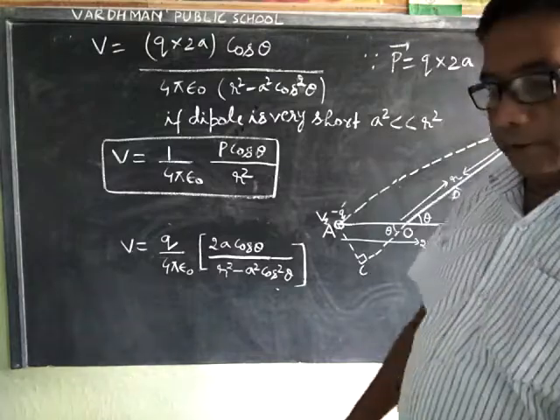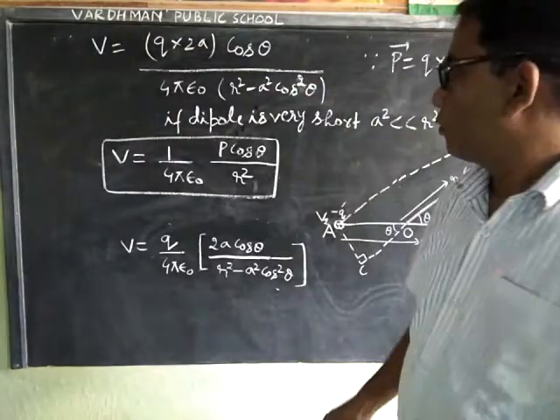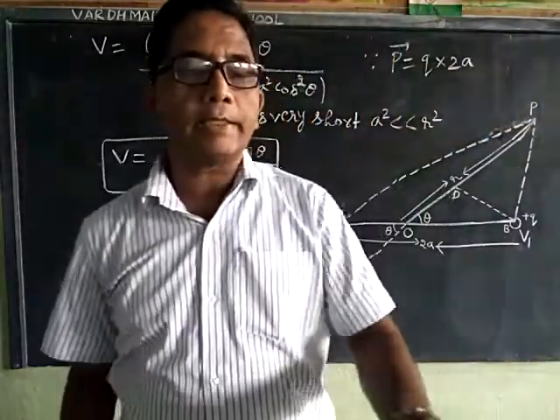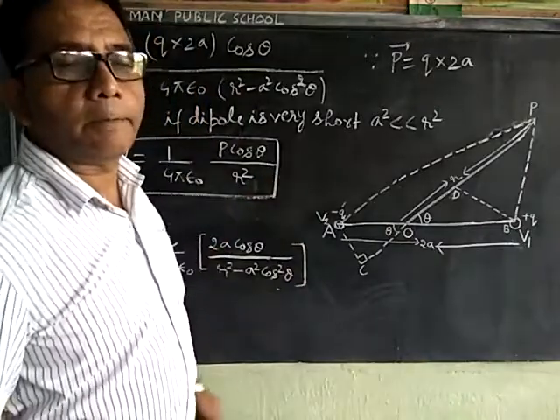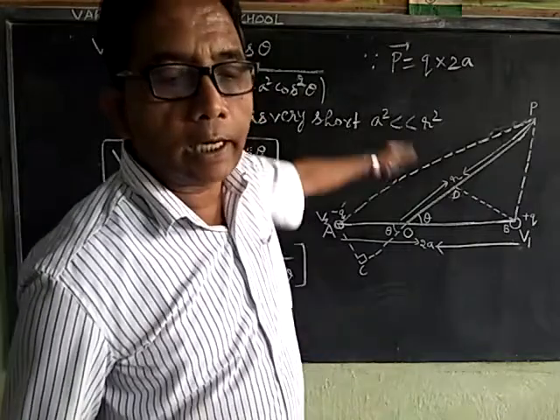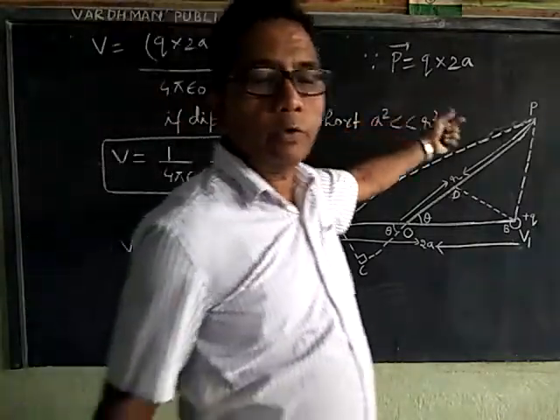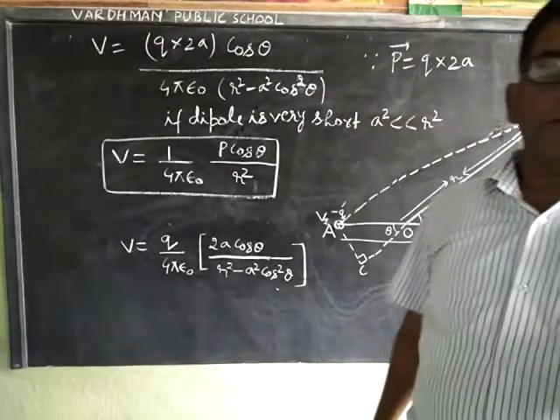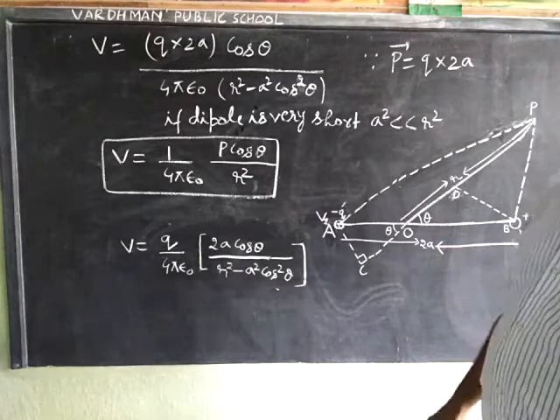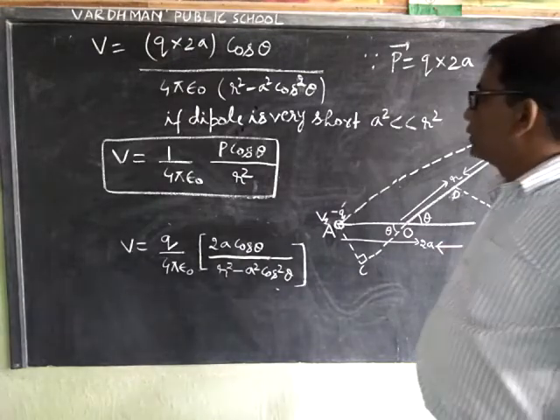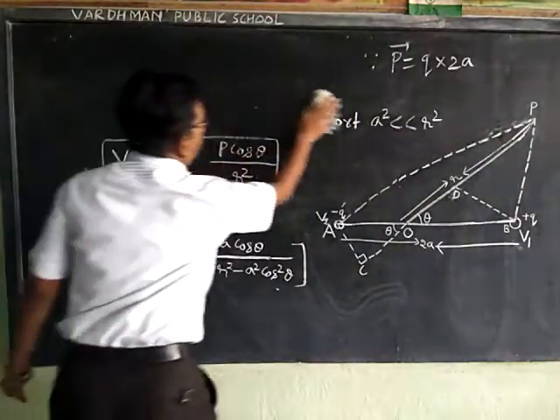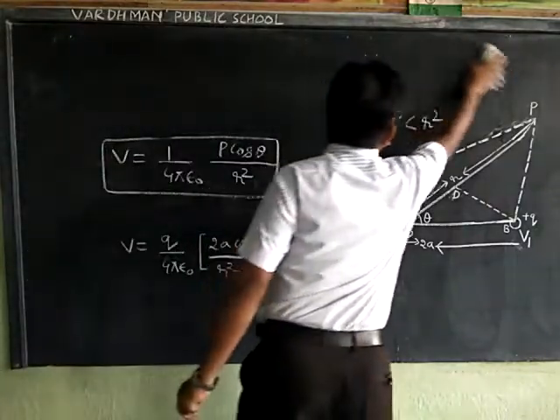Now we will take cases. Case first: when point P lies on the axial line of the dipole, that is, on the side of the positive charge, then theta is equal to 0.